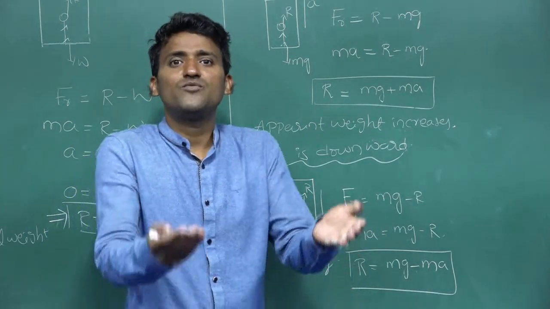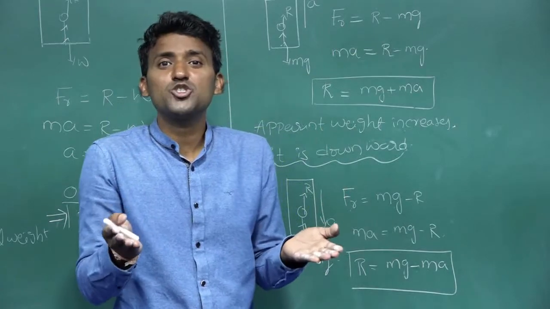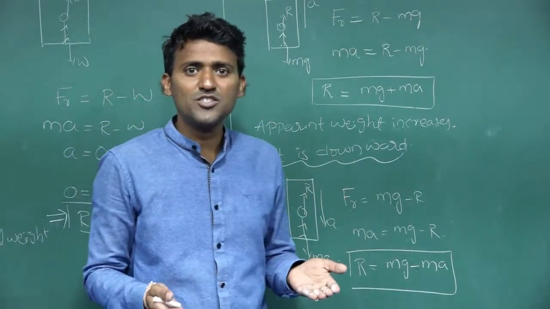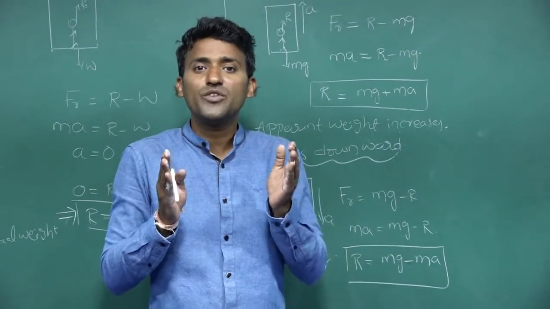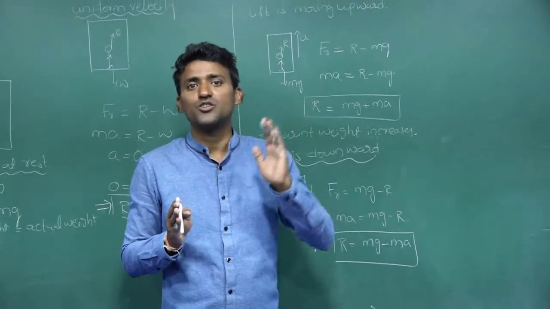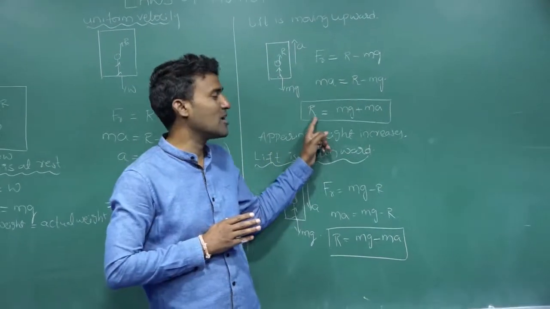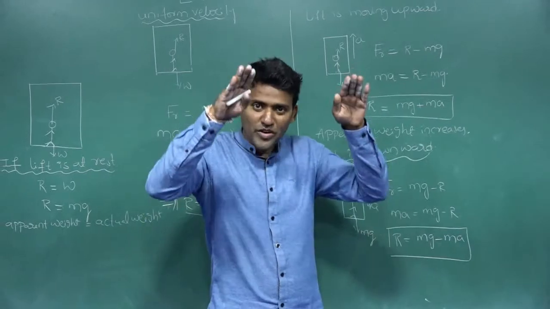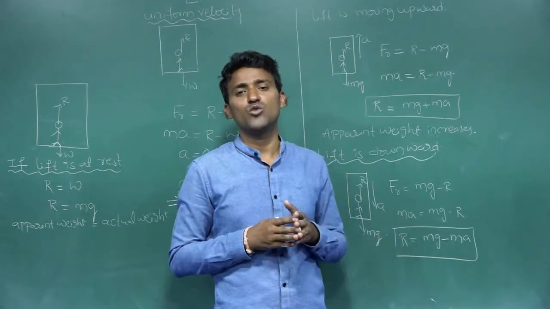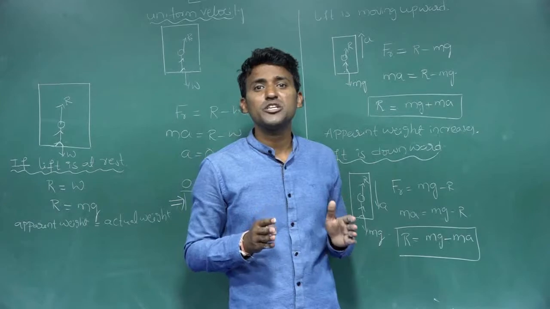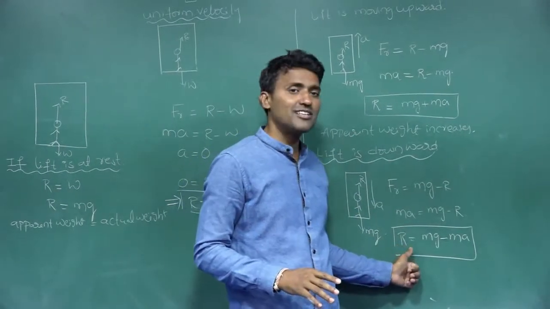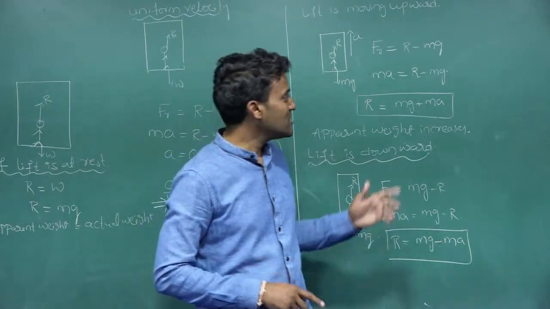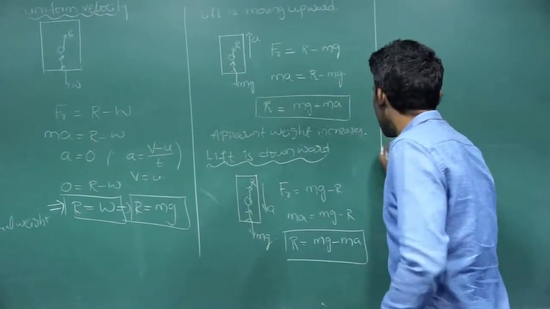When the lift is going upward, your weight appears to increase. In these two formulas you have to understand. When the lift is going upward, your weight appears to increase. That formula is R equal to mg plus ma. And when the lift is moving downward, your weight appears to decrease. That formula is R equal to mg minus ma. These equations you can write in terms of the tensional force also.